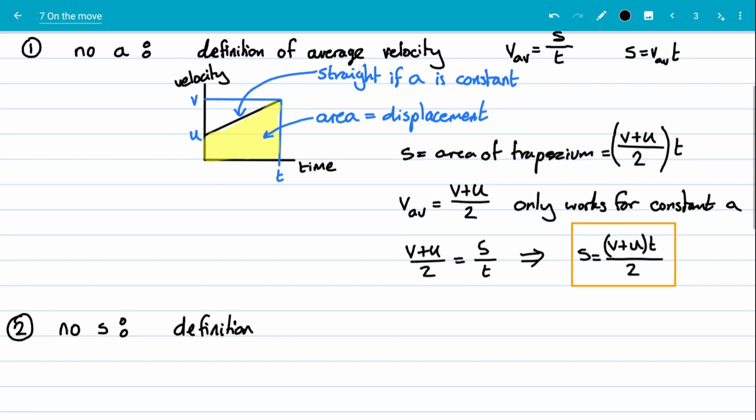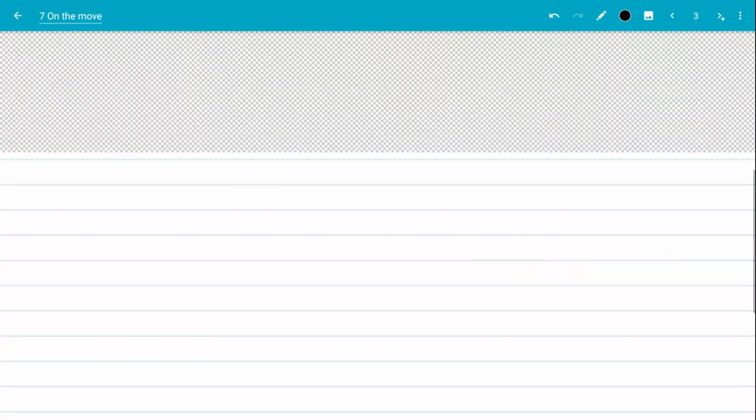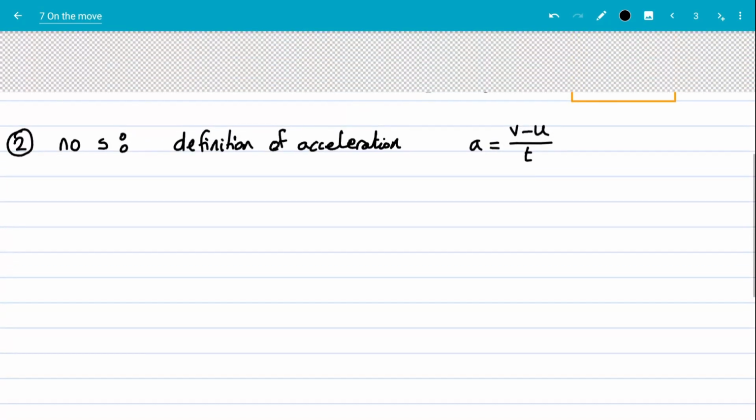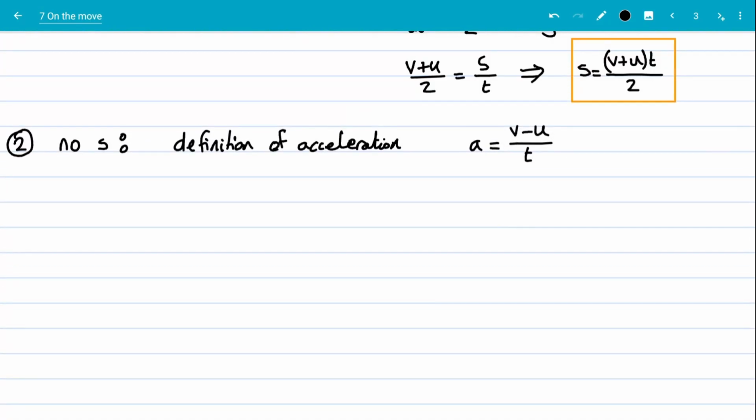definition of acceleration. That's all this is. So what is the definition of acceleration? Well, we've already met that. We could say that A was equal to V minus U, divided by T. And if we wanted to draw a graph, we could see that that is the gradient of a velocity time graph. We've already done that, so I won't do that again.